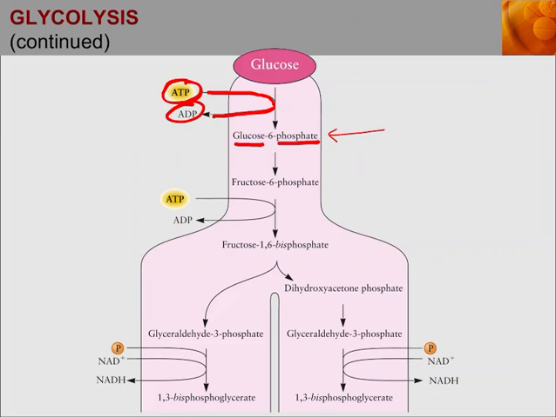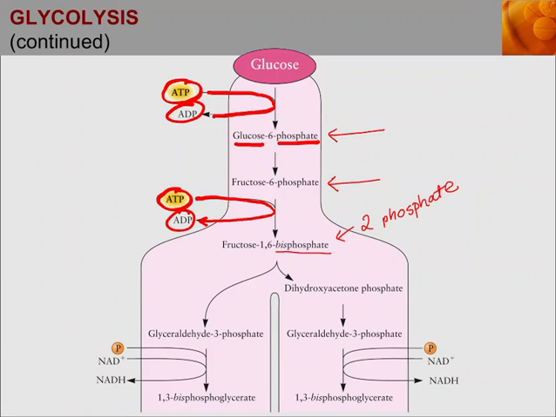In the next step, glucose 6-phosphate becomes fructose 6-phosphate, so it just changes slightly. And then after that, it becomes fructose 1,6-bisphosphate, which means that we have 2 phosphates. Bis means 2. And notice again, we're using ATP to provide some energy and another phosphate group. So it's going to become ADP again.